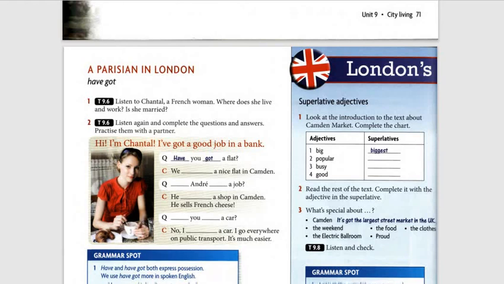Oh, great. Has Andre got a job? Yes, he has. He's got a shop in Camden. He sells French cheese. Wow, that's good. And tell me, have you got a car here? No, I haven't got a car. I go everywhere on public transport. It's much easier. Okay, thank you very much. I hope you enjoy your stay here.